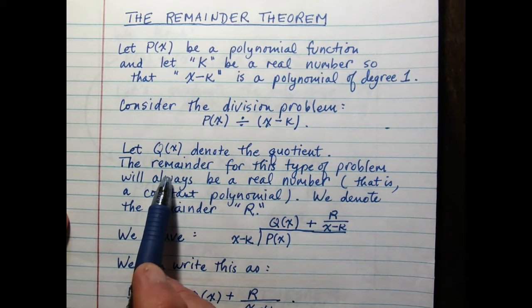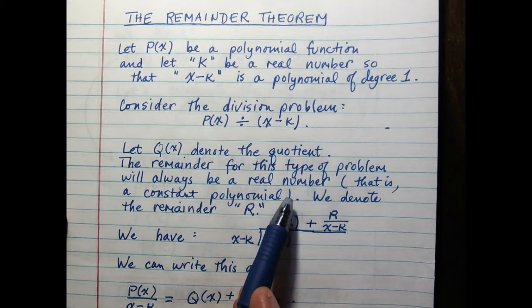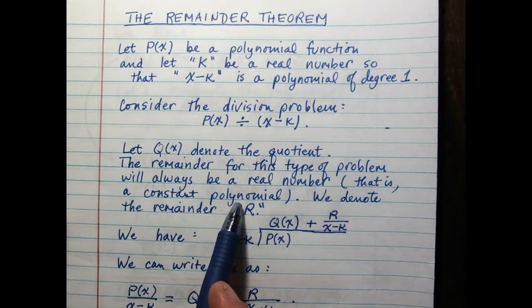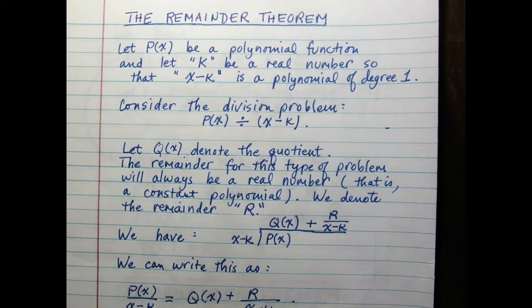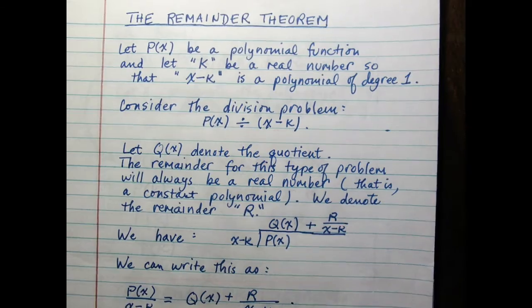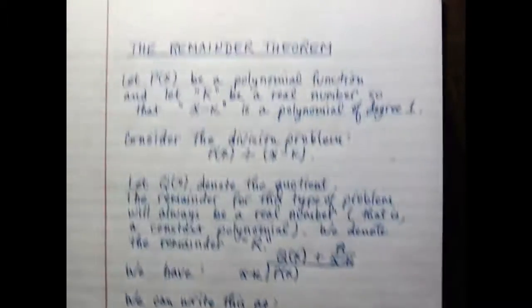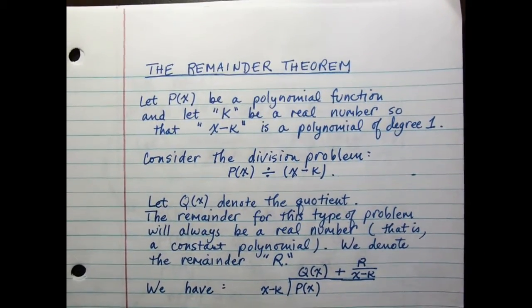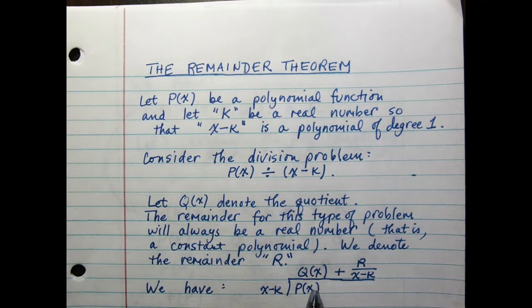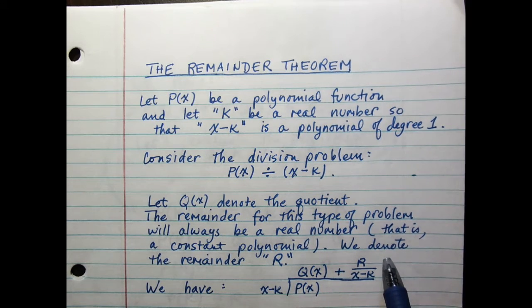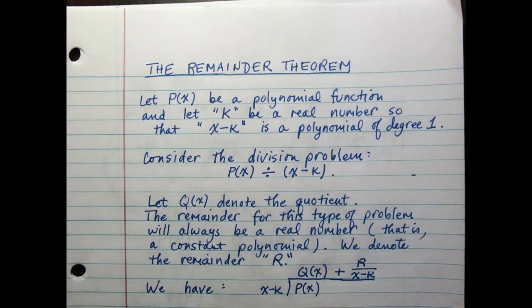The remainder for this type of problem will always be a real number, that is a constant polynomial, and we will denote the remainder r. So we have what I have written here down at the bottom. I can write it: p of x divided by x minus k is the quotient, q of x, plus the remainder r over the divisor x minus k.